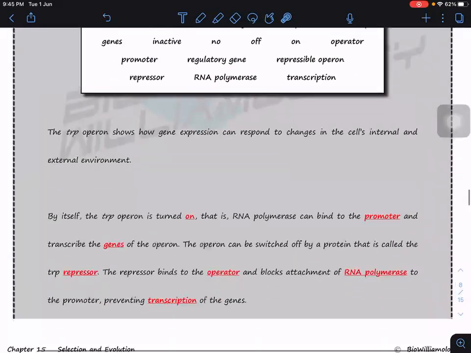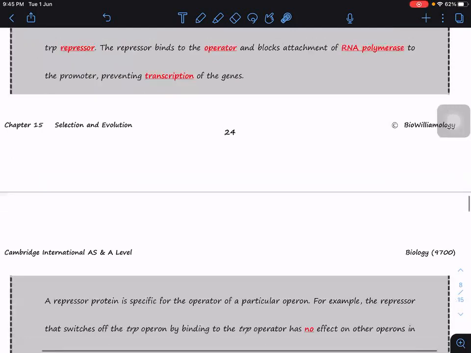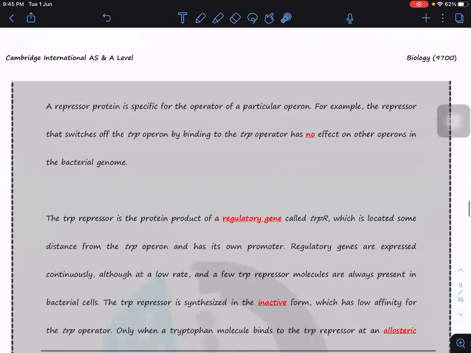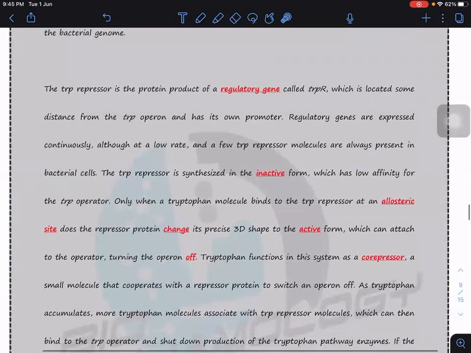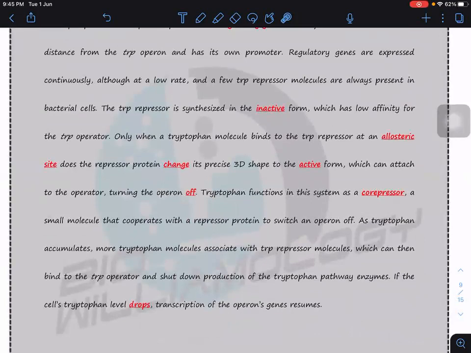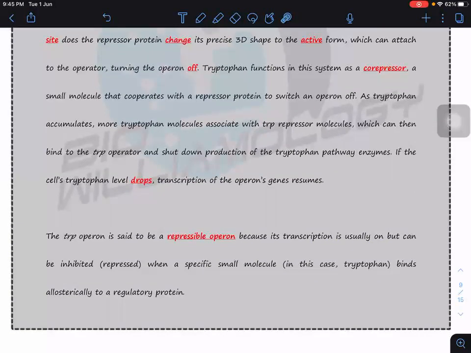So I show you the answer here. The operon is always switched on. RNA polymerase can now bind to the promoter and start the transcription process. Unless we have this regulatory gene, the tryptophan repressor is synthesized in inactive form. When the co-repressor binds, it changes the shape, therefore it can bind to the operator. So we call it a repressible operon because transcription is usually on, but can be inhibited.